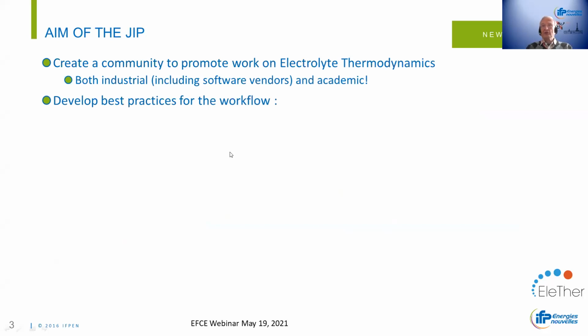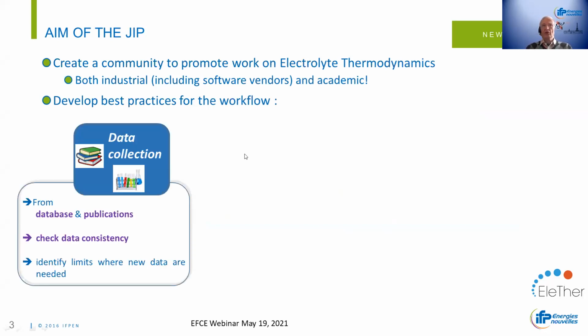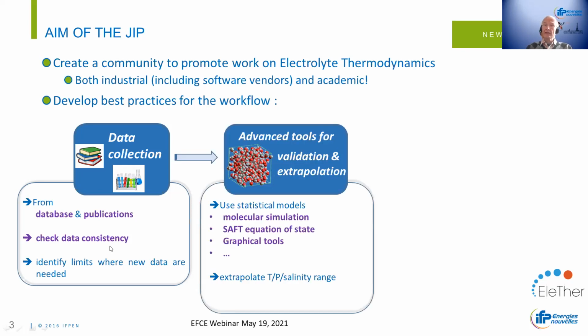From the industrial point of view, of course, we need to have access to a process simulator that is as accurate as possible, and therefore develop an engineering model. And this goes through a three-step workflow. The first step in this workflow is data collection. As in all fields, you need to start with identifying data that are representative of your problem, and check the data consistency. The second step in the workflow is the extrapolation, more specifically.